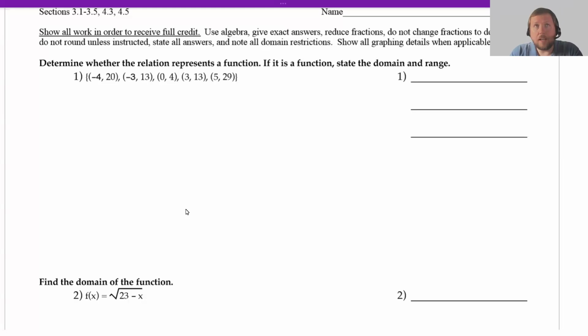And then as far as rounding goes, don't round unless we tell you to round to so many decimal places. Okay.